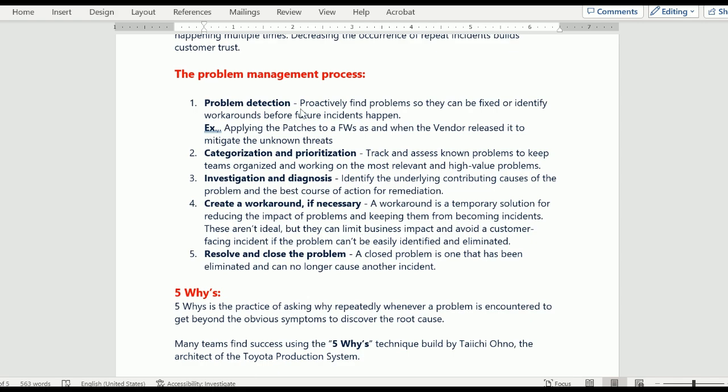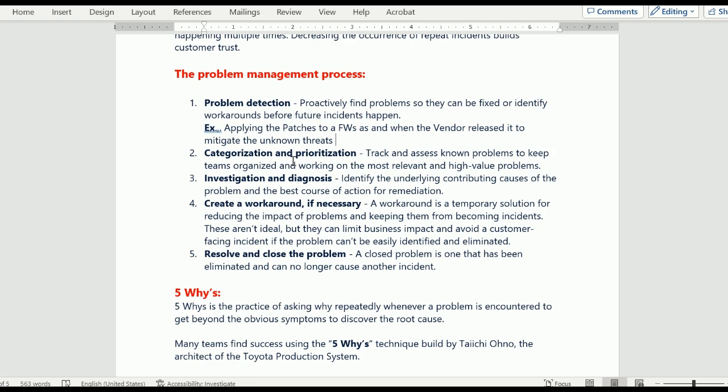So first one is problem detection. In this stage, you try to identify the problems proactively, so they can be fixed before they create any incidents in your infrastructure. For example, applying the patches to your firewalls as and when the vendor releases them to production, to mitigate unknown threats. I hope many organizations follow this procedure. We will be applying Windows patches and all the network device patches to mitigate unknown threats. And then the second one is categorization and prioritization.